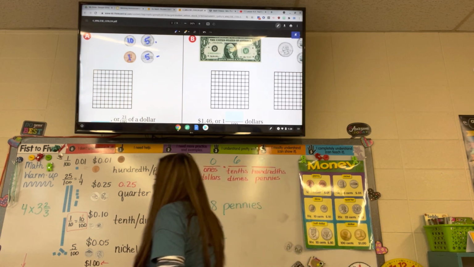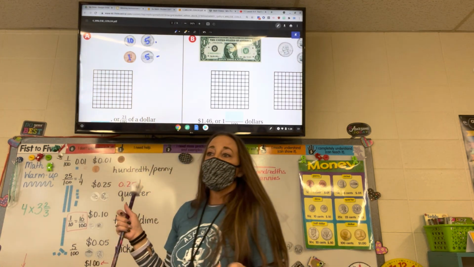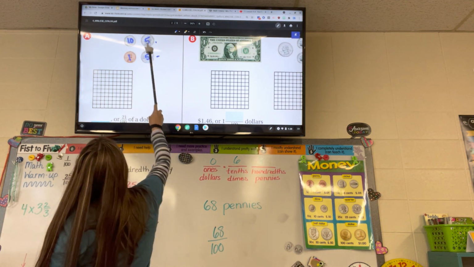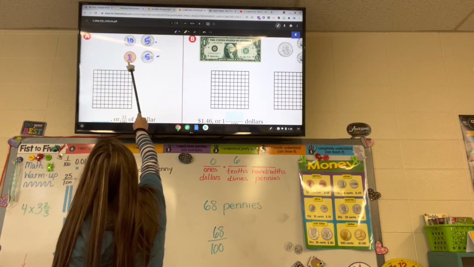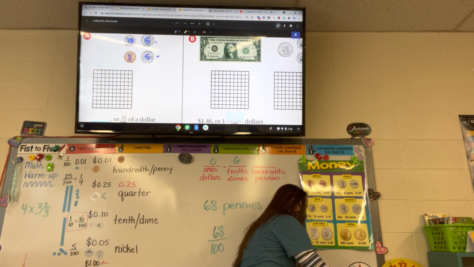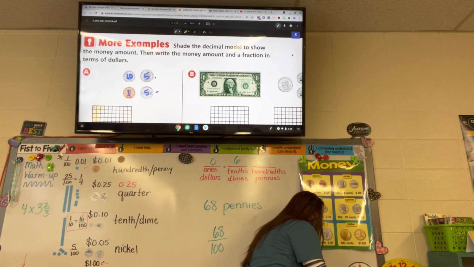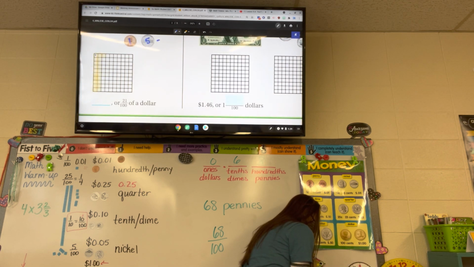So now let's count that money amount. We always start with the biggest. We go 10 plus 5 is 15, plus 5 is 20, plus 1 is 21. So now we're going to shade in 21, which is 2 tenths and 1/100. And then down below, they want us to write it as a money amount. So that is $0.20. Wait, $0.21.